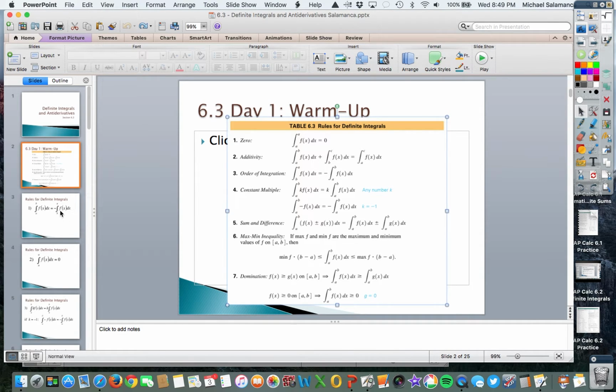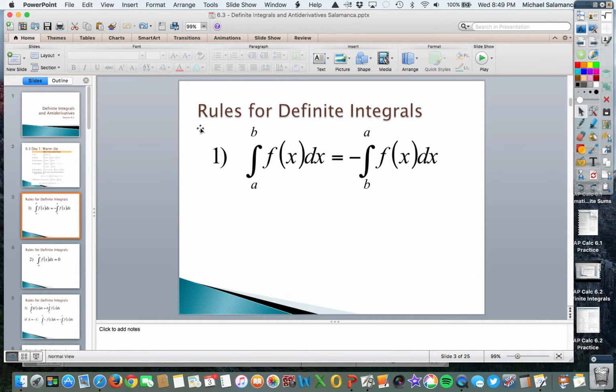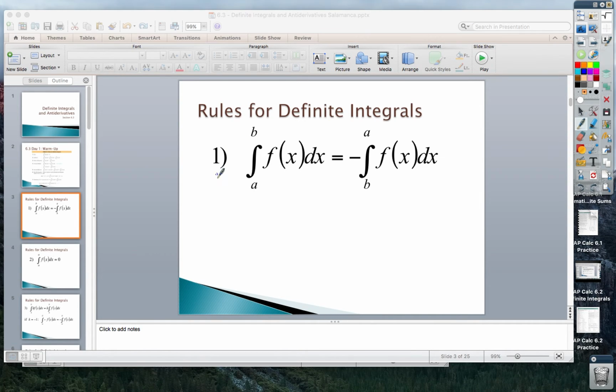So let's look at this one. What I want you to look at first is, notice on the left hand side we have the definite integral. That's this sign right here. What makes it a definite integral is that we have this lower limit a and this upper limit b for the function f of x dx.